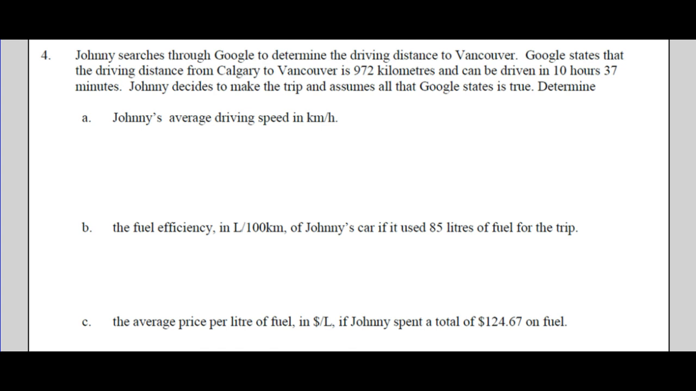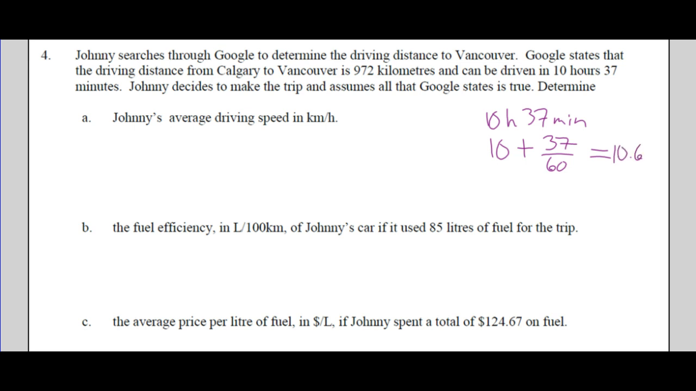All right, anyways, what do we got? 972 kilometers driven in 10 hours, 37 minutes. Johnny decides to make the trip and assumes that all the Google states is true. Determine his average driving speed in kilometers per hour. First, 10 hours, 37 minutes must be converted to hours. So it's 10 plus 37 over 60. We need to convert 37 minutes to hours. We convert minutes to hours by dividing by 60, because we need a decimal number of hours. So what is that? 37 divided by 60 is 0.616 repeating.